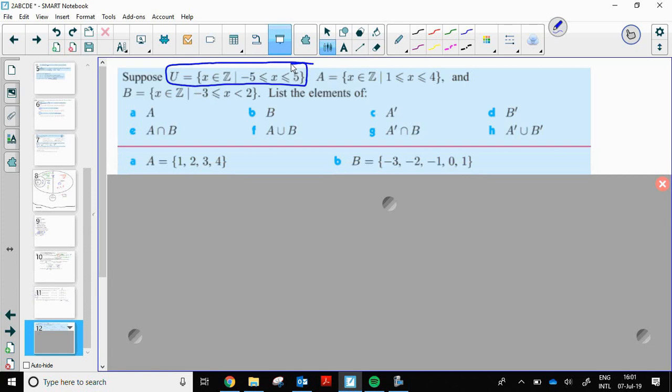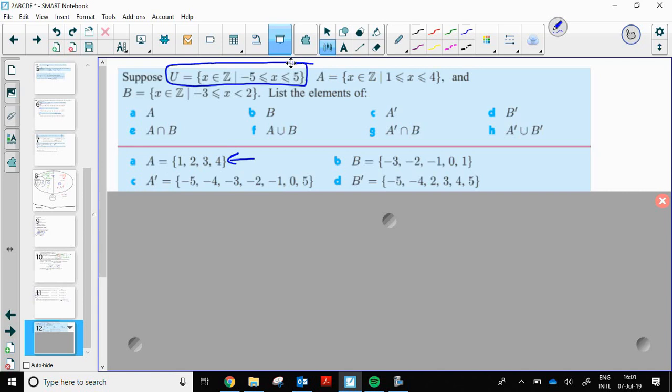Next, not A and not B. So we have to think just a little bit harder about this. We're going to list out all the elements in between -5 and 5 which were not here. So that's going to be from -5 to 0, but also 5. And then all the ones that were not here. So -5, -4, and then 2 and above.